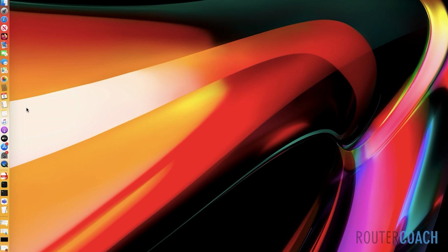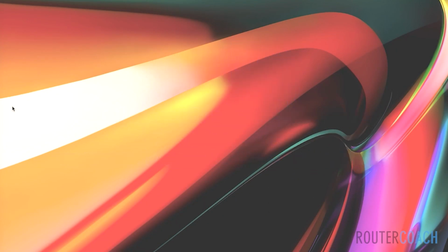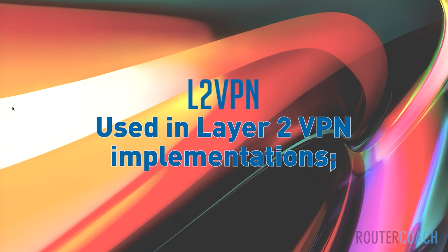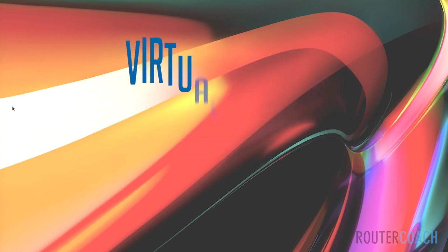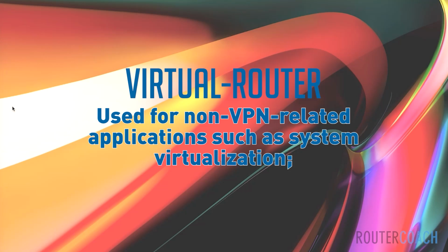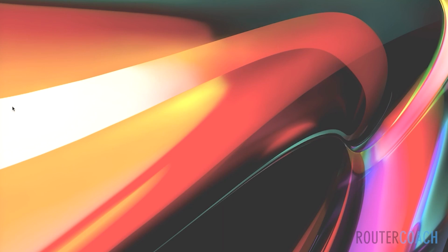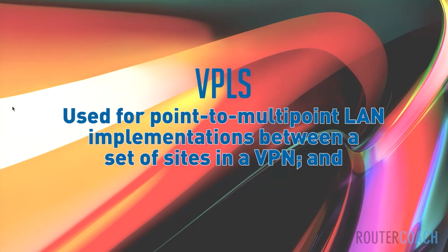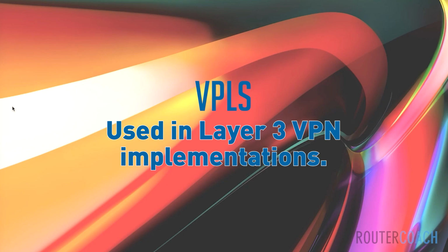So you could have the routing instance of forwarding, used to implement filter-based forwarding, and that's for common access layer applications. Then you could have an L2 VPN used in layer 2 VPNs. No forwarding used to separate large networks into smaller, manageable, bite-sized chunks. And then you could have the virtual router used for non-VPN related applications, such as system virtualization. That's probably what we're going to use in this example. Then you have VPLS used for point-to-multipoint LAN implementations between a set of sites in a VPN. And I'm also going to mention the VRF, which is used in layer 3 VPN implementations.